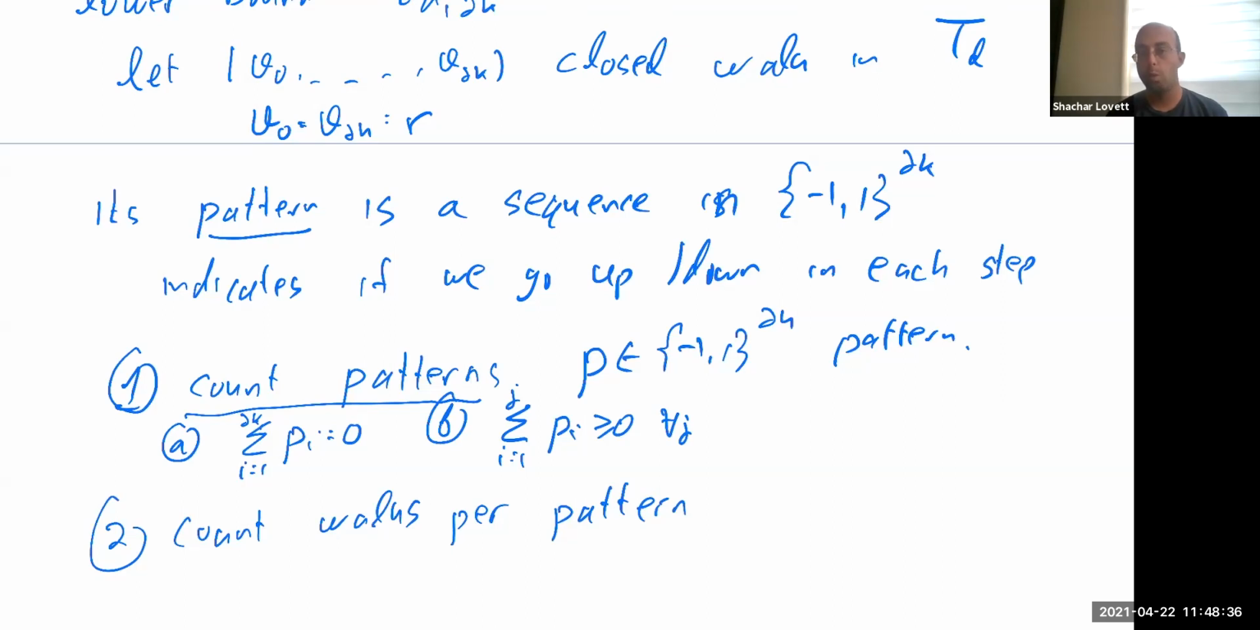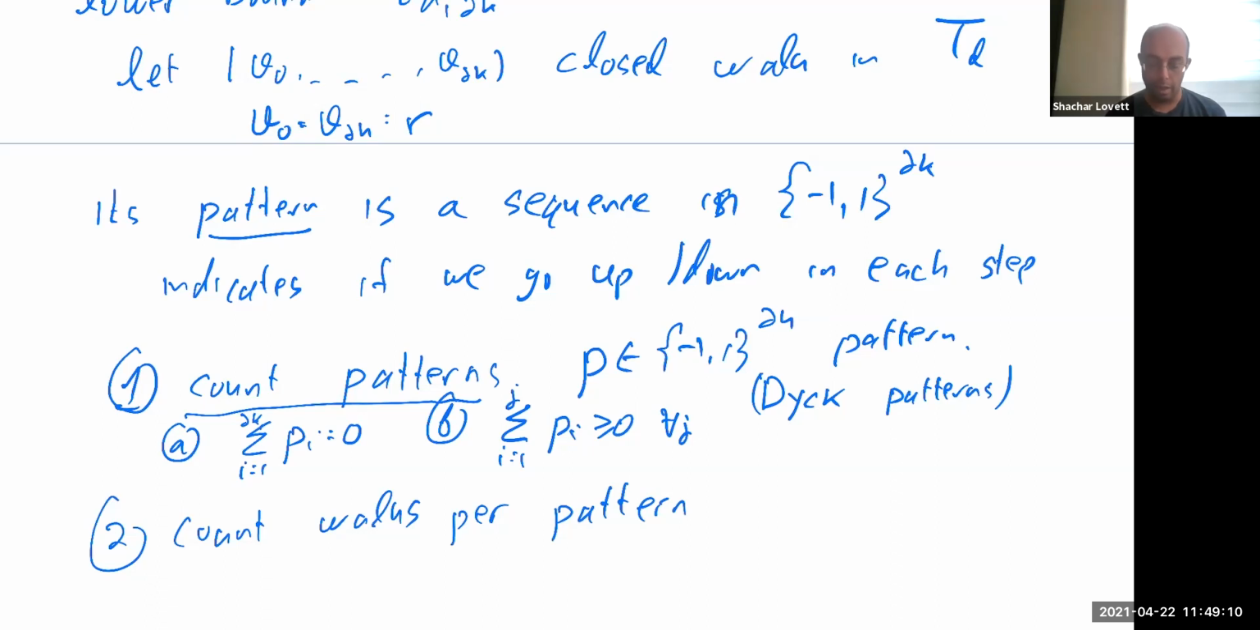So what we want to count is sequences in plus or minus 1, of length 2k, such that if I sum all of them I get 0, but any prefix, if I sum it, is going to be non-negative. It turns out that these patterns actually have a name. They're called Dyck paths, Dyck words, or ballot sequences. Yeah, these have been studied a lot in combinatorics.